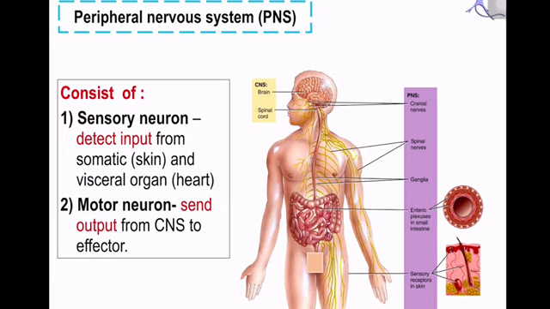Furthermore, let's know more about PNS, the peripheral nervous system. It consists of sensory neurons, whereby sensory neurons will detect input or stimulus from somatic parts of the body, for example skin, and other visceral organs in the body, for example heart, and will carry the input to the CNS. And after integration, motor neurons will transmit the output from CNS to the body parts such as organs. So they all are called effectors.